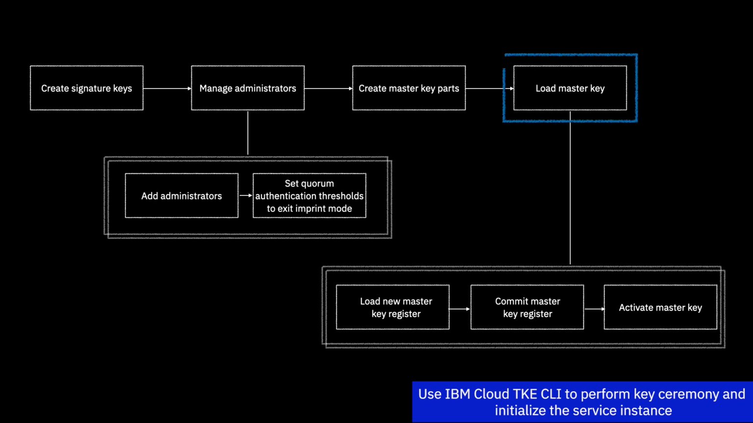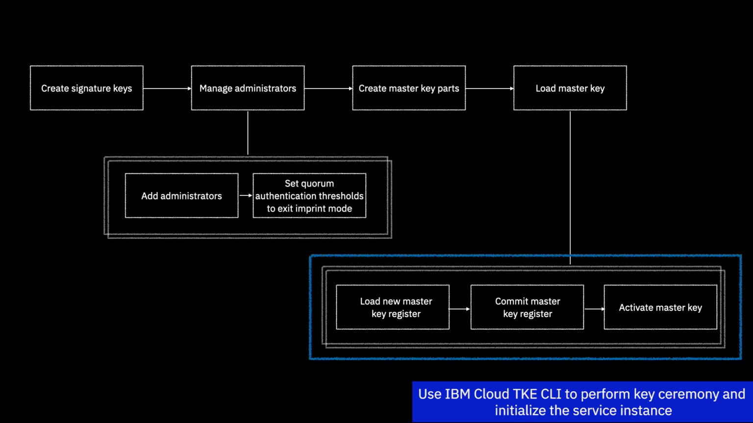Next, we will load the master key register. This process includes loading the master key register with the key parts we created, and then committing the new master key register. And finally, we activate the master key. This process is all done via the IBM command line. Let's watch.